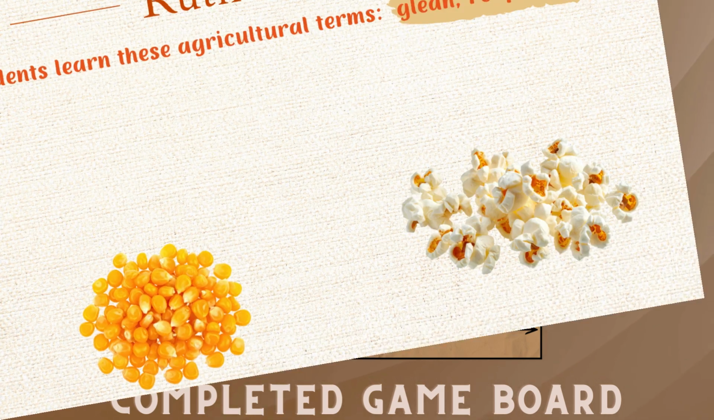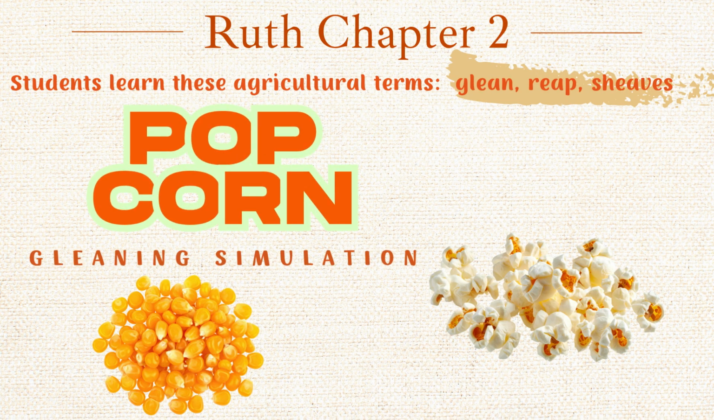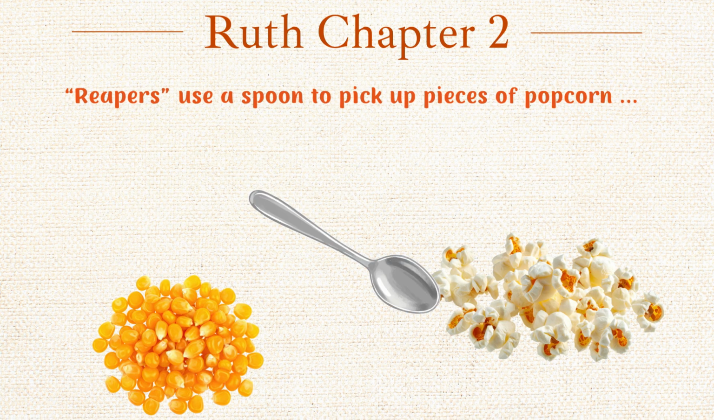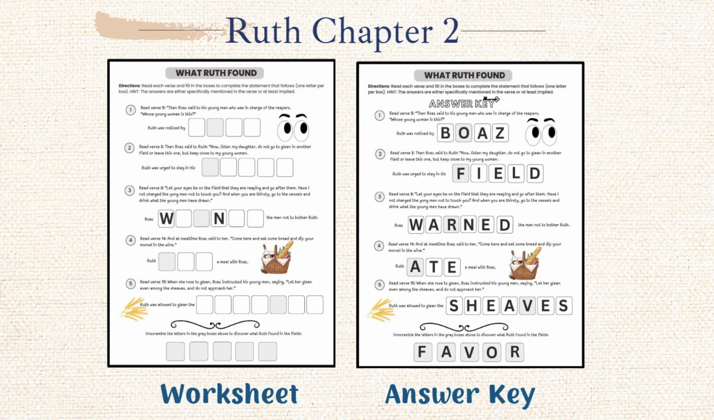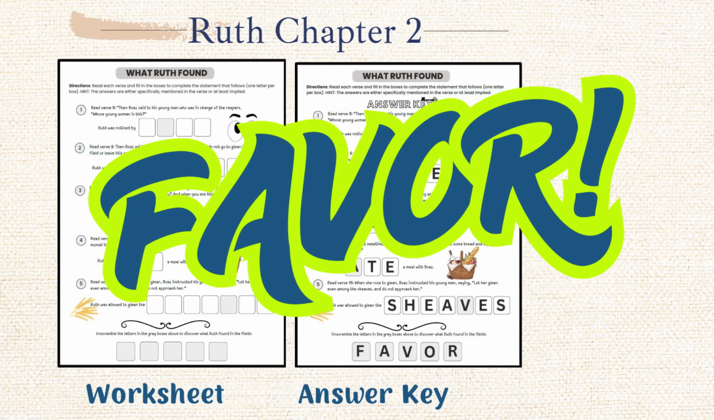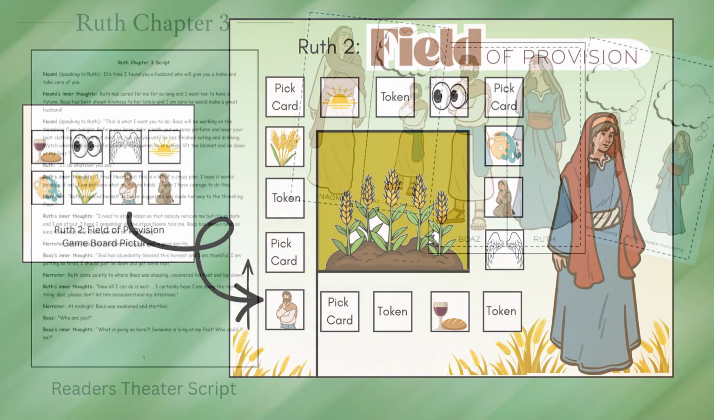In Chapter 2, students engage in a hands-on popcorn gleaning simulation, where they take turns being gleaners and reapers using different utensils to pick up either popcorn or the kernels. They complete the worksheet What Ruth Found to discover what Ruth actually found in the fields, and then complete the second game board panel, Field of Provision.